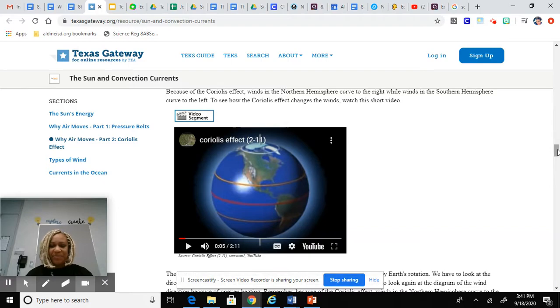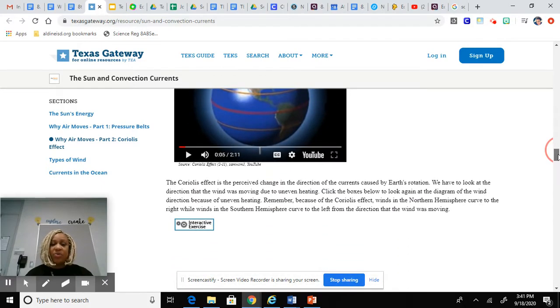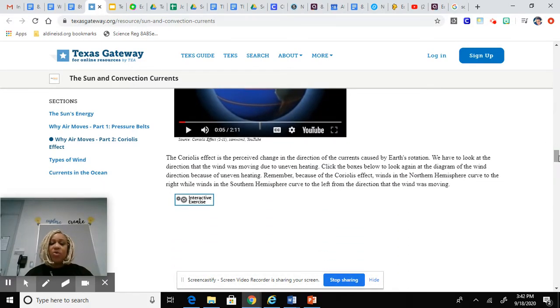Okay? Please make sure you read on the Coriolis effect. So the Coriolis effect is the perceived change or deflection in the direction of the currents caused by Earth's rotation. Now, please remember that very first sentence. Take notes. The Coriolis effect is caused by Earth's rotation.